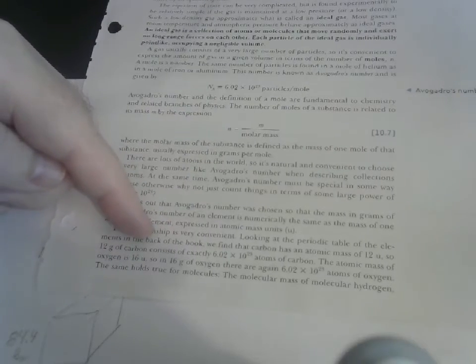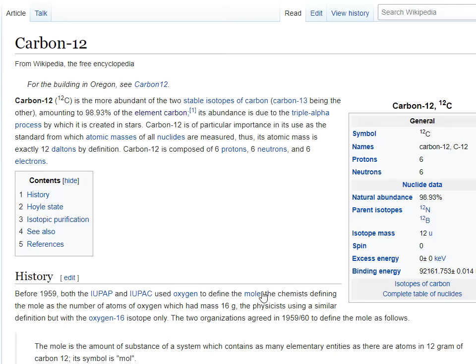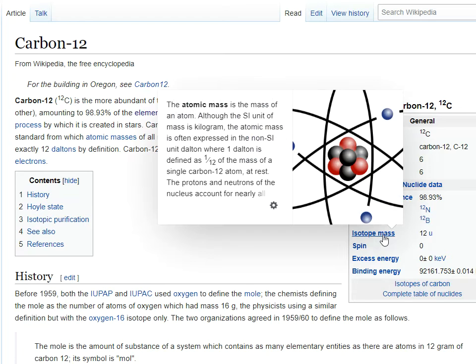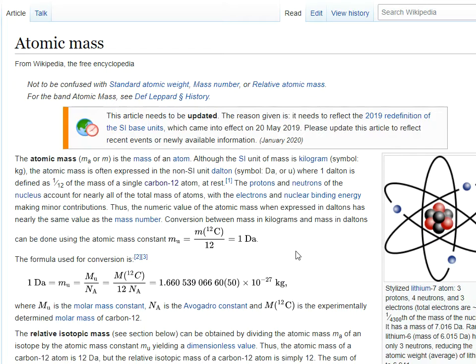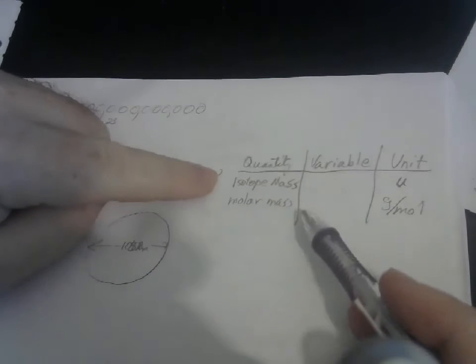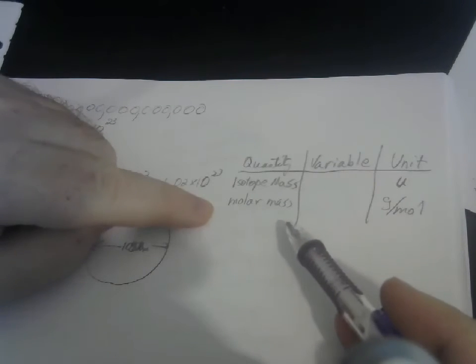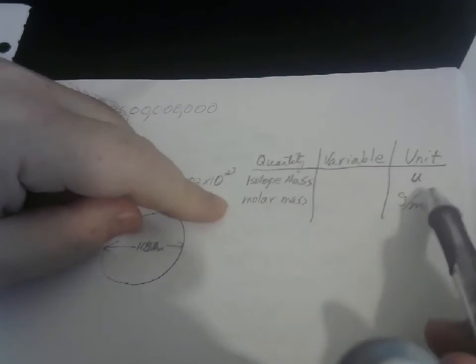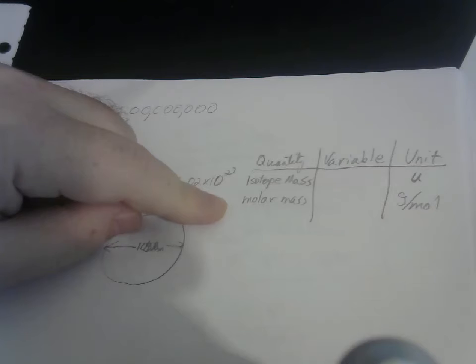The textbook talks about how this relationship is very convenient, looking at the periodic table of elements at the back of the book, and so on. I don't think it's convenient at all because they have not assigned a variable to isotope mass. What is the standard convention for a variable for isotope mass or atomic mass? Here's what I do have. Wikipedia called it isotope mass. Our text calls it molar mass. The unit can be given in U or in grams per mole.